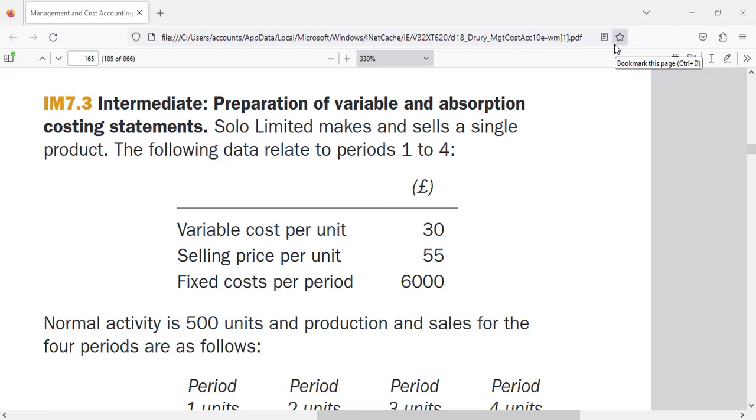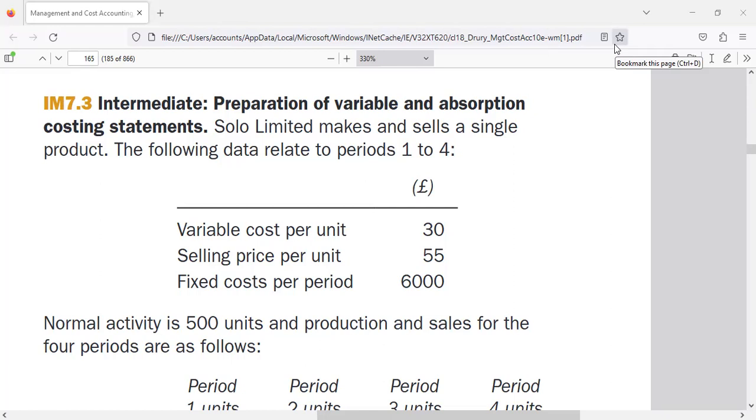When we talk about marginal costing, this is an accounting system in which the variable costs are charged to cost units, and the fixed costs of the period are written off in full against the contribution. That is marginal costing. So when we are coming up with the cost of the product, we only consider the marginal cost of production.